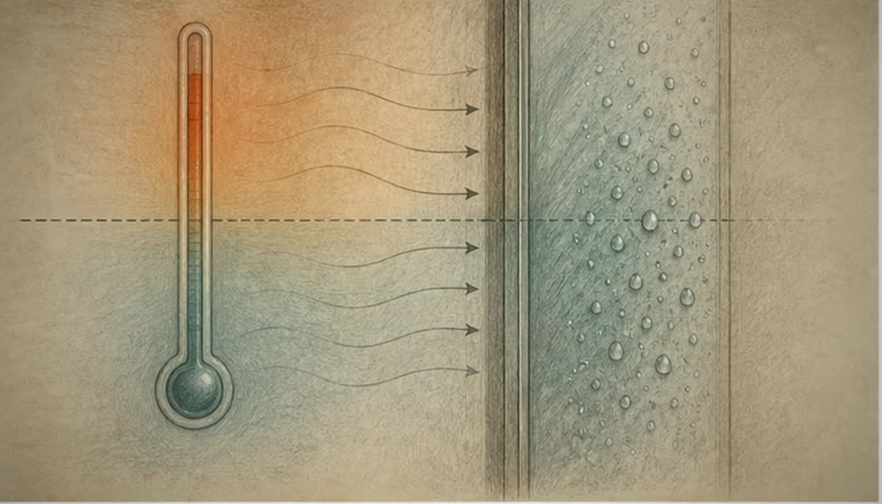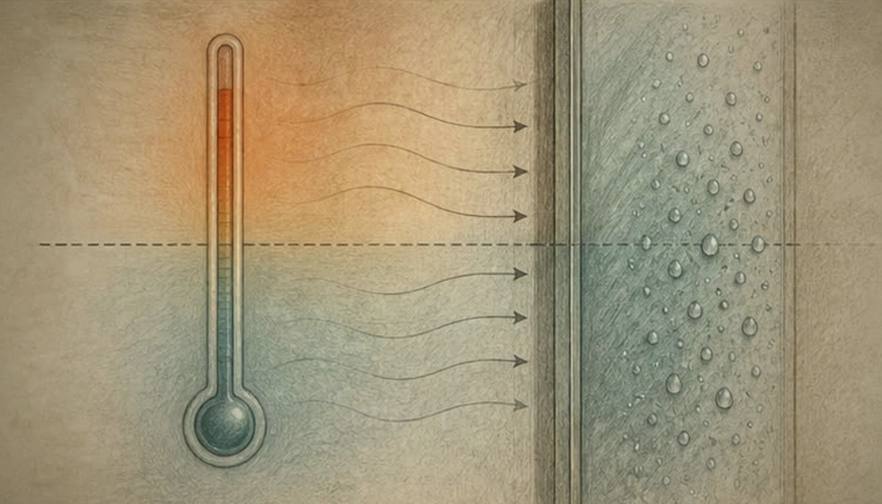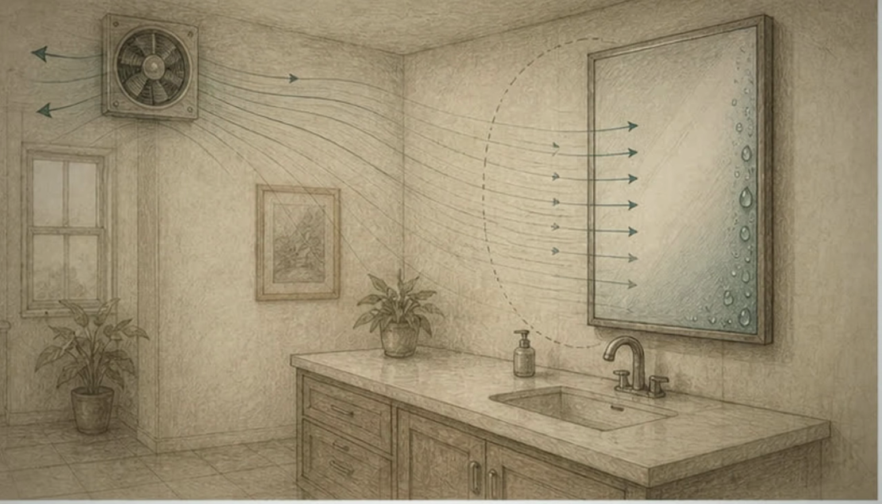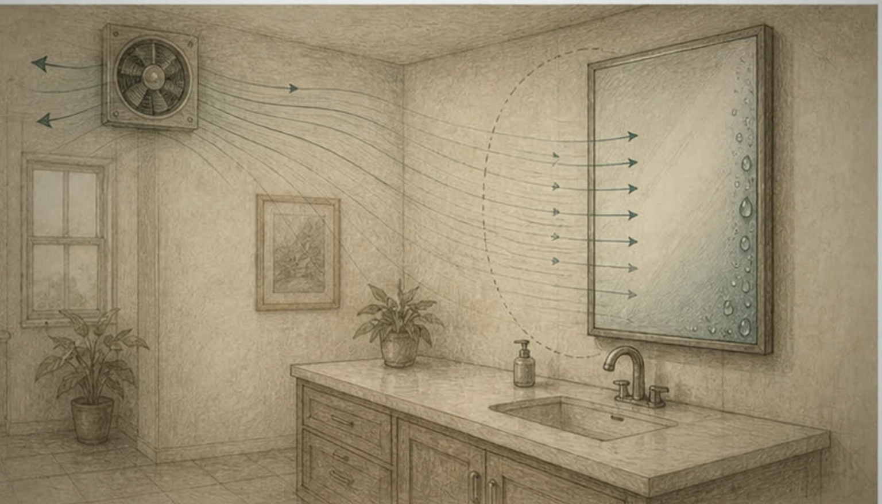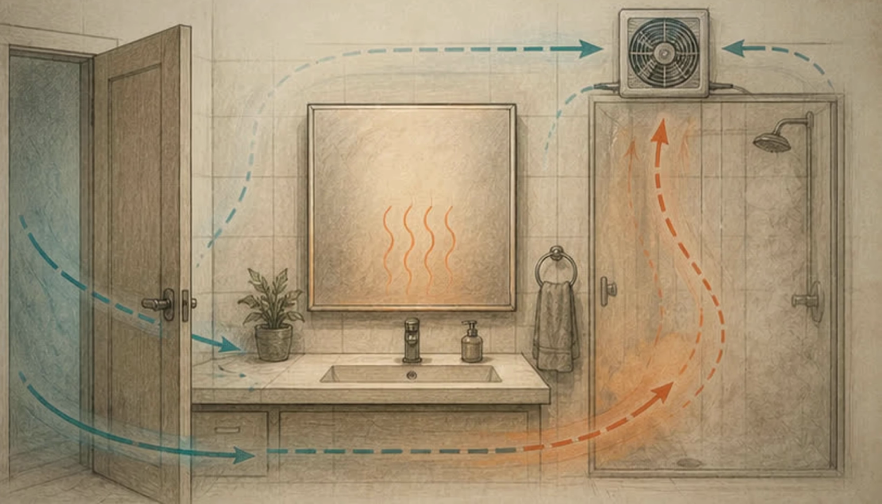Opening the bathroom door can mix humid air with drier air from the home. It is not magic, and it is not always enough, but it reduces the local vapor concentration. The mirror clears when evaporation from the droplets becomes faster than new condensation.